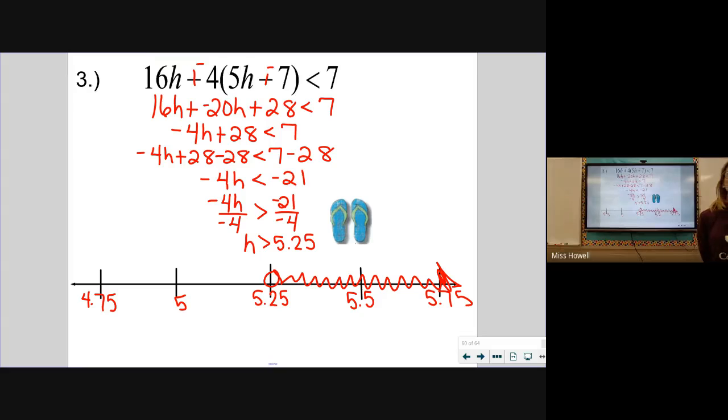All right, number 3, we should distribute first to get our 16h minus 20h plus 28 is less than 7. From there, combine like terms to get a negative 4h plus 28 is less than 7. From there, we're going to subtract 28 on both sides. And then again, when we get down here to our divide step, since we're dividing by a negative, on that same step, our sign should have flipped to a greater than sign. And we should end up with h is every number greater than 5 and 1/4, if you wanted to put your fraction version, or 5.25. So open circle, and we should be shading our solutions to the right.